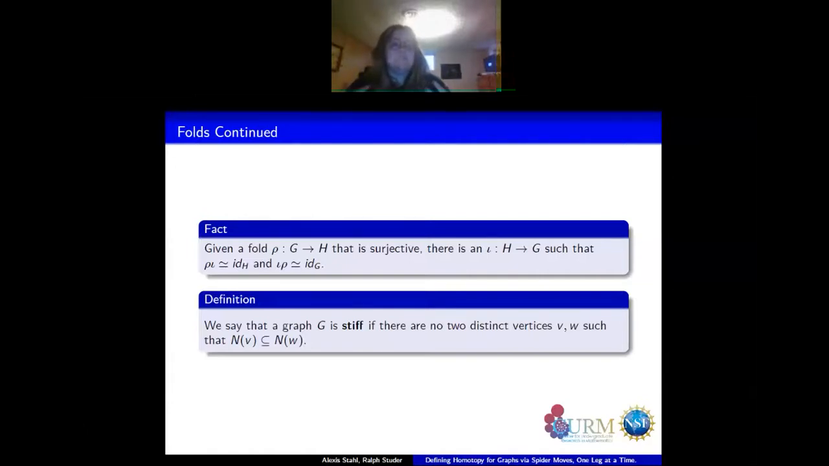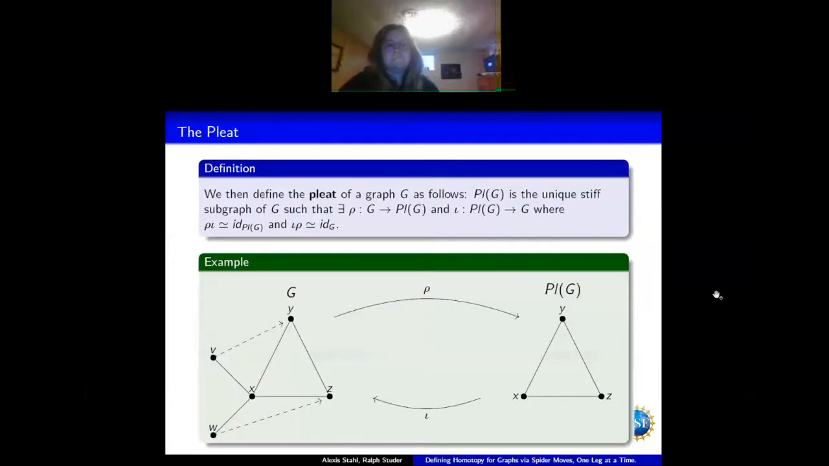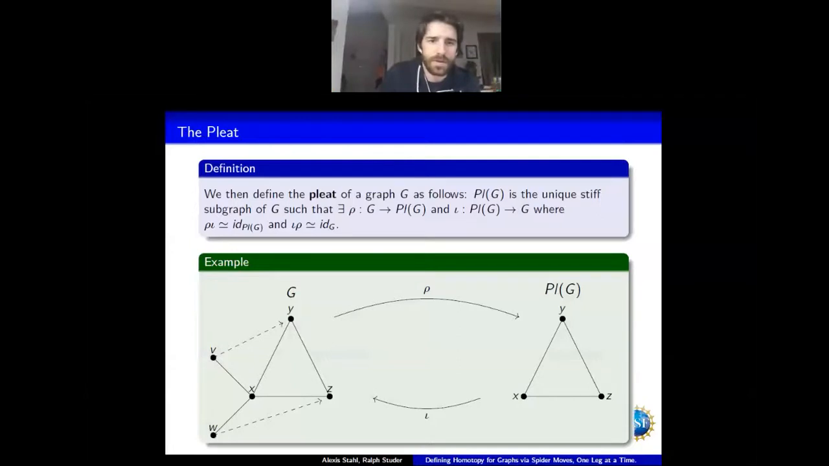We also have a graph that is stiff if none of the vertices can be folded. Which then leads us to the pleat of the graph G, which is the unique stiff subgraph. In this example, we can see rho folds V to Y and W to Z. And then iota is the inclusion, or the injective map, of pleat G back into G.